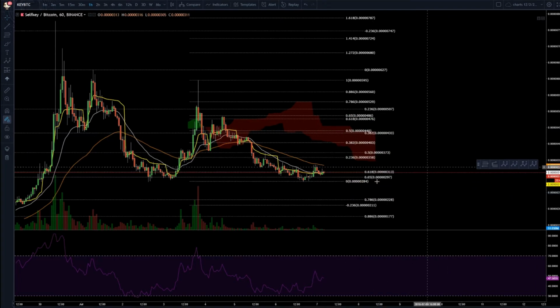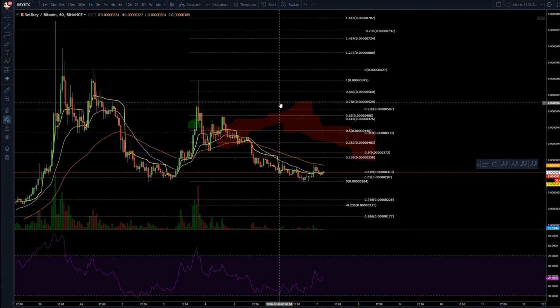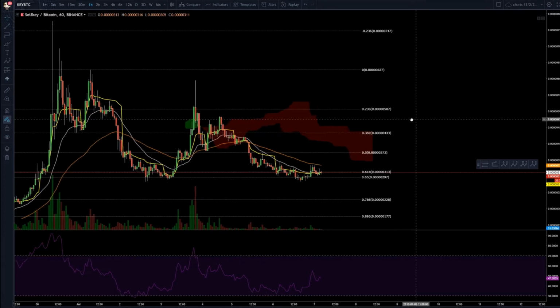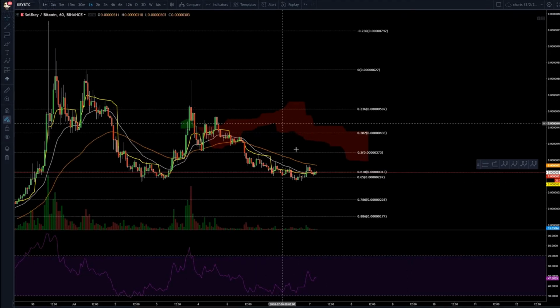Now, why is the percentage so crazy? That is because this crypto is so low value. It has a low market cap, so it moves very violently.